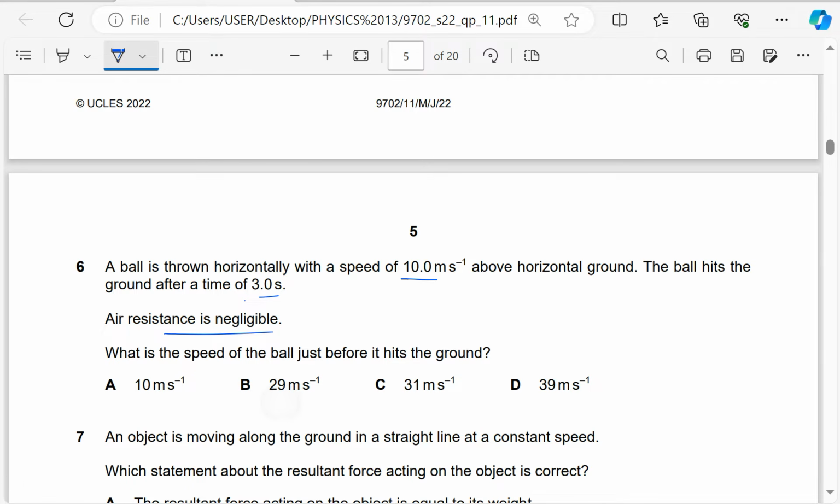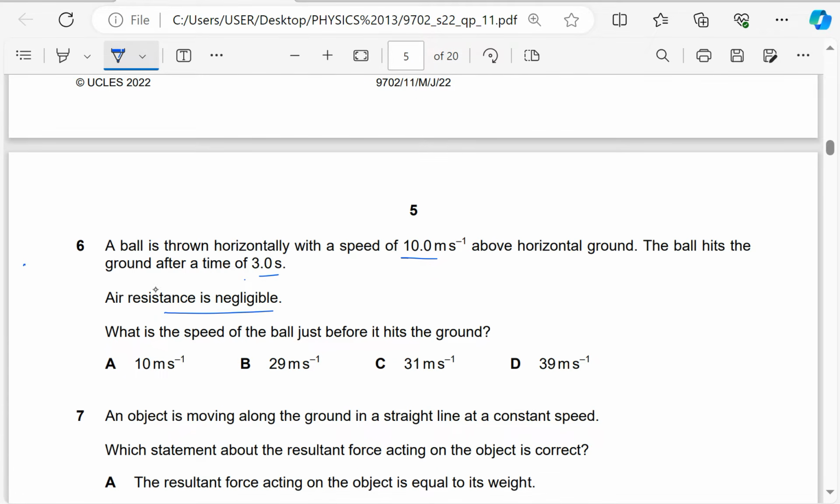So I'll sketch this here. Let's say it is thrown from that level and this is the horizontal ground. So the ball is going to be thrown from this level here, and of course follow such a path. When it hits the ground, it has a resultant velocity, or resultant speed, that we want to find, but it has a speed in the vertical, which I'm going to call Vy.